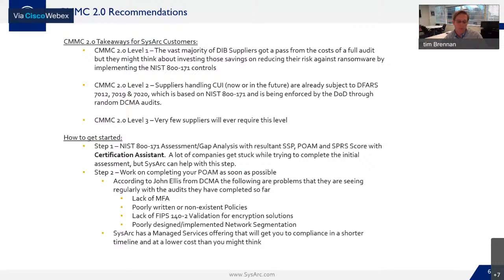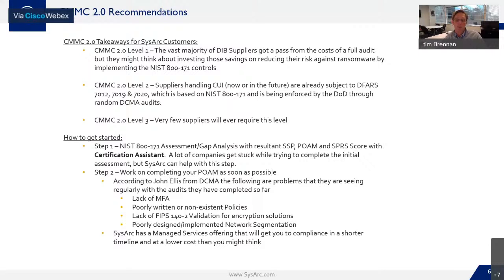So the question we get asked by a lot of people is, how do we get started, right? And again, if you're handling CUI and you're trying to get to level 2, you need to be at DFAR 7012. It starts with the NIST 800-171 assessment / gap analysis. And out of that comes an SSP, a POAM, and SPRS score that was laid out last November in the interim rule. And we use Certification Assistant with a lot of our customers.